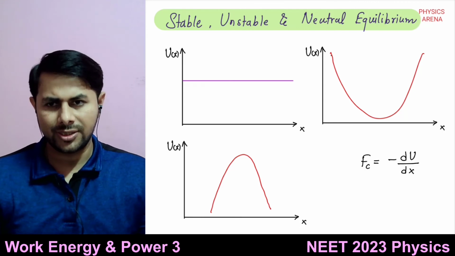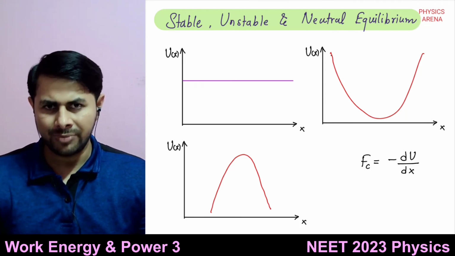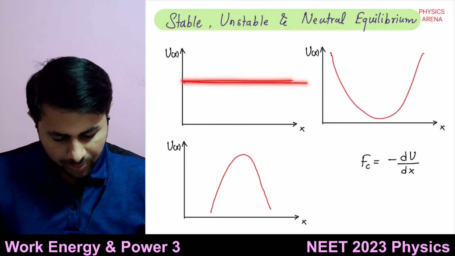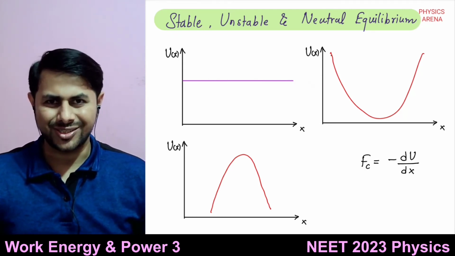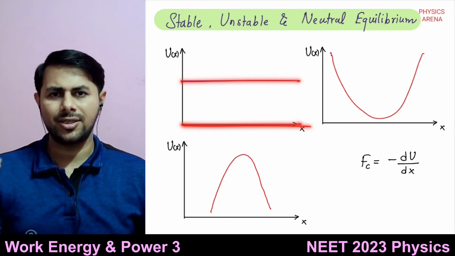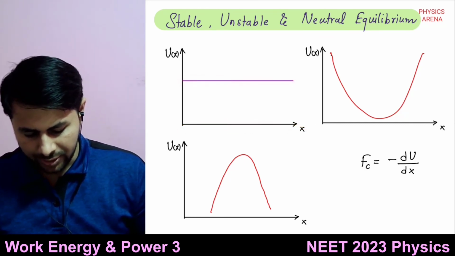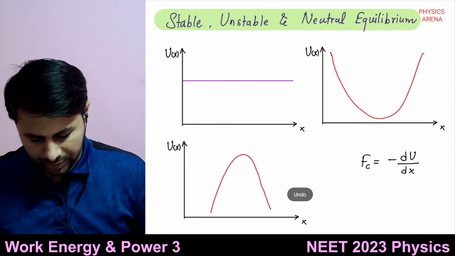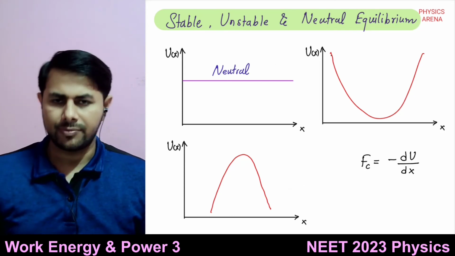So when force is equal to 0, we say that object is in equilibrium. Okay. So this type of equilibrium is equilibrium everywhere at all locations, right? Because at all positions the potential energy is same. So this kind of equilibrium is known as neutral equilibrium.